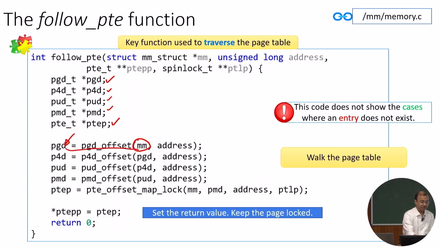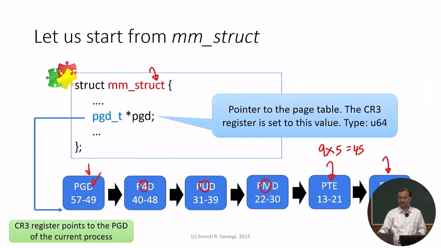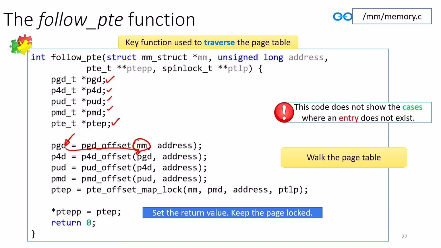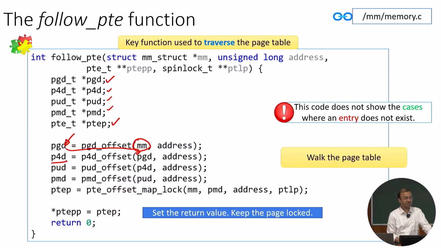The page directory goes here. From the page directory and the address, you extract 9 bits. Which 9 bits are these? They are bits 49 to 57. Then you get a pointer to a 4th level directory. From there, a pointer to the upper directory, the PUD. From the PUD, a pointer to the PMD. From the PMD, you get a pointer to the actual page table entry. Right? So essentially, it's just a walk, and you can easily see the way that this walk is happening.